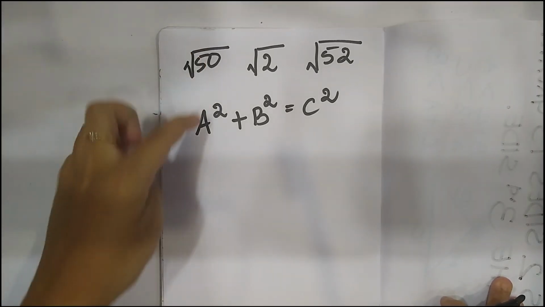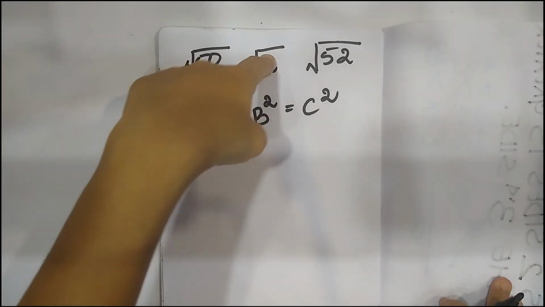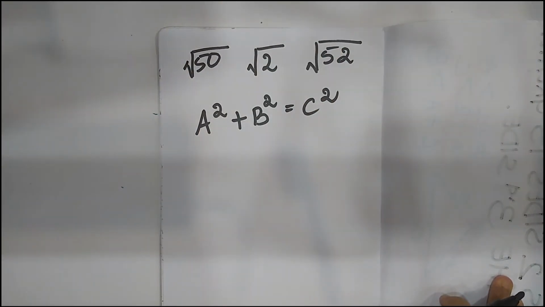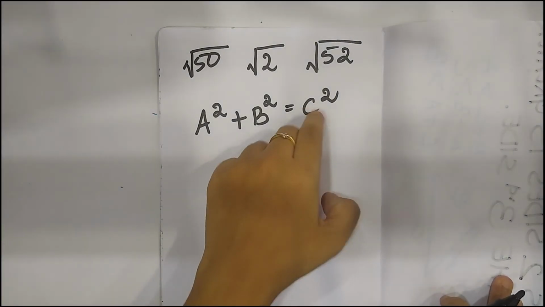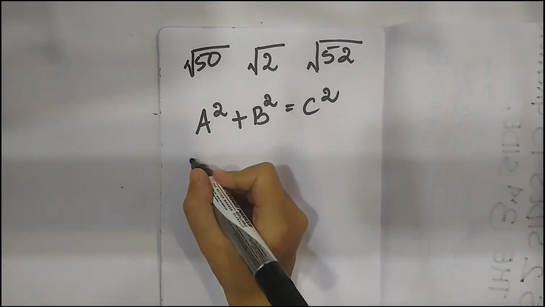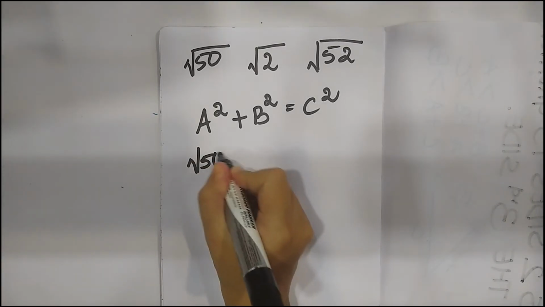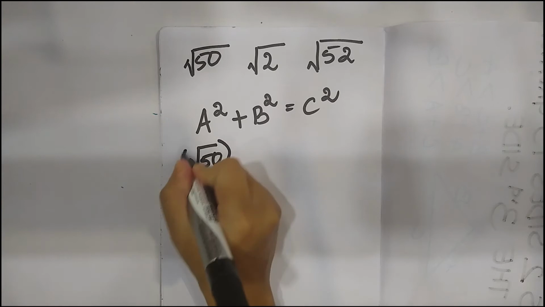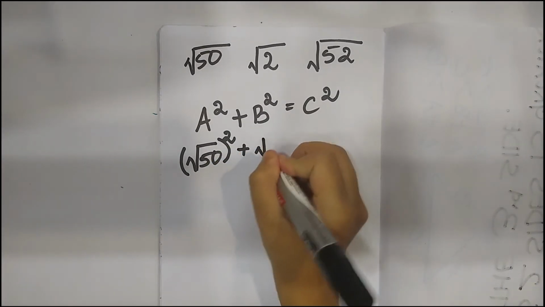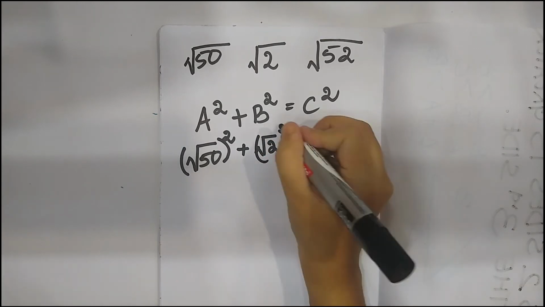Just place square root of 50 as a, place square root of 2 as b and square root of 52 as c, right? So your c is your hypotenuse. According to the Pythagoras theorem, your c should be the hypotenuse. So in this case, it will be square root of 52, right? So let's just place all of these distances. So it will be square root of 50 the whole square plus square root of 2 the whole square.